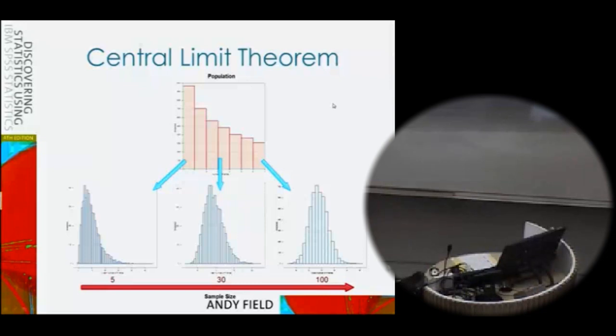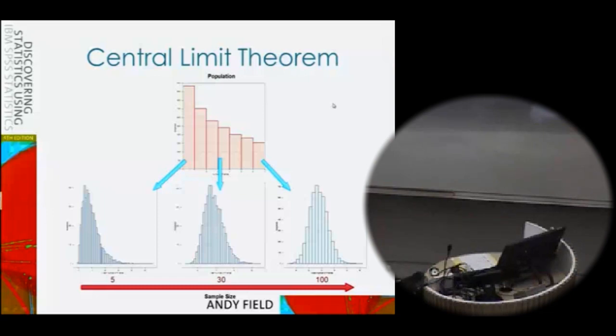What about if we took bigger samples? Let's imagine we did the same process all over again. This time we took 30 scores, calculate the mean, put them back, 30 scores, calculate the mean, put them back, 30 scores, calculate the mean, put them back. And we do that 5,000 times again. With our bigger sample, the distribution of these parameters, the distribution of the means that we've calculated, is starting to get a bit more normal.